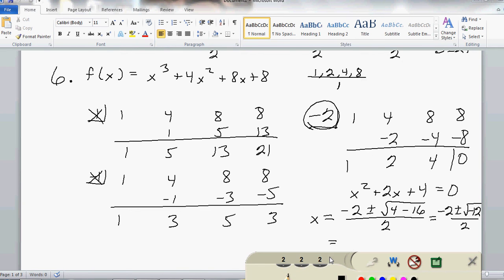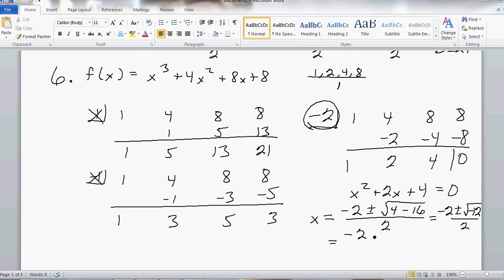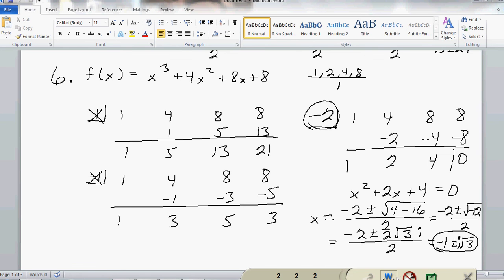Okay, this will equal negative 2 plus or minus 2 square root of 3 i all over 2. Now notice the 2's will basically cancel each other out, and we're left with negative 1 plus or minus root 3 i. So negative 1 plus root 3 i, negative 1 minus root 3 i. So now we need to do one more thing.